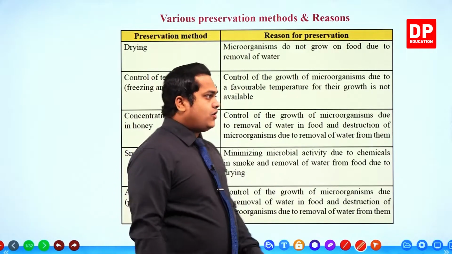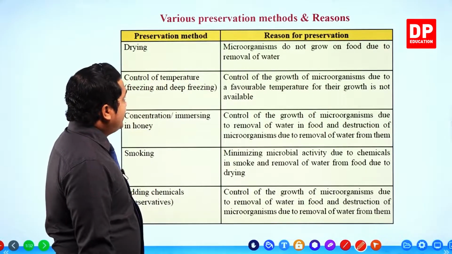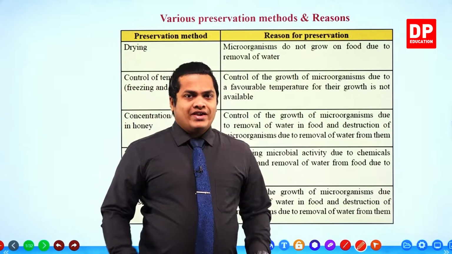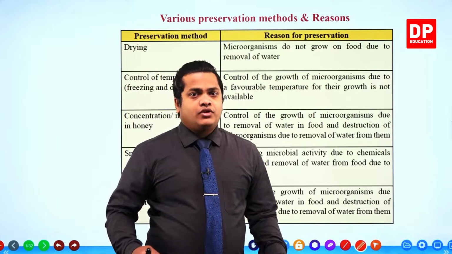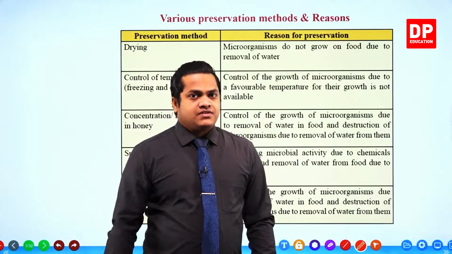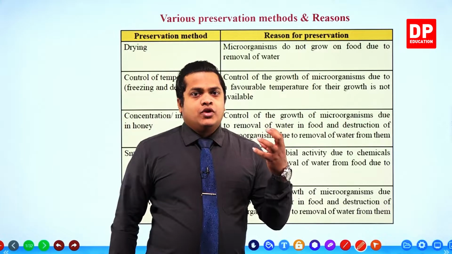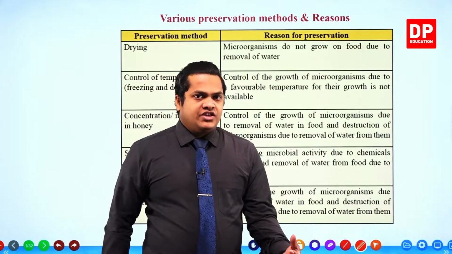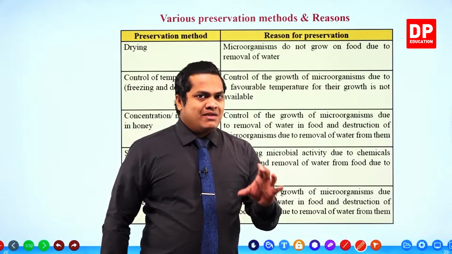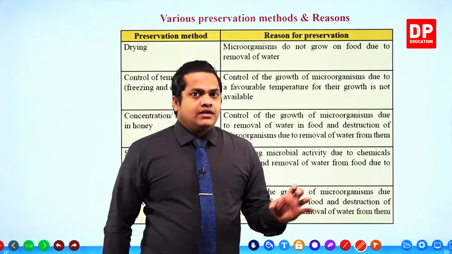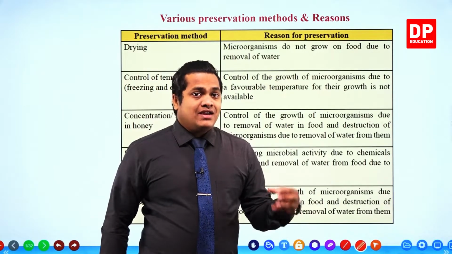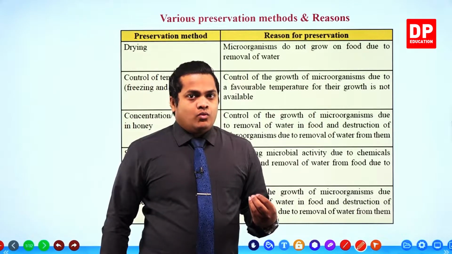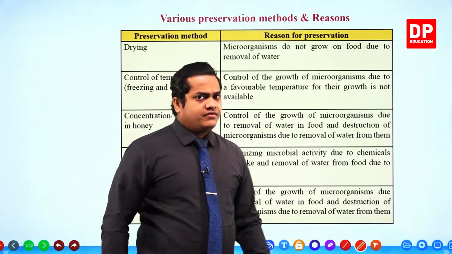So you are given a table. Let's head on to see the table, my dear children. Various preservation methods and reasons are given within this table. Like I said earlier, here we are mainly focusing on why the food item is getting preserved upon doing these kinds of things. When you dry something, why can we preserve that food? When you add salt into it, how can we preserve food? So we'll be mainly focusing on the reason behind the preservation process. Why is it getting preserved? So let's see the first one first of all.